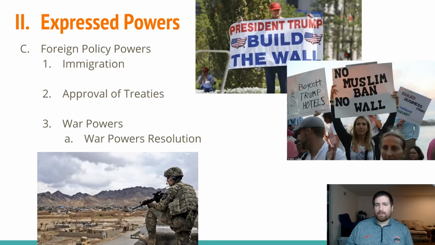Now, how we can deploy troops has become a little bit murkier in the past few decades. This has been established through something called the War Powers Resolution, which says that the president may deploy U.S. forces if an attack has occurred without the permission of Congress. So in other words, if we've been attacked by another nation, the president does not have to ask for Congress's permission to deploy troops to defend the United States.